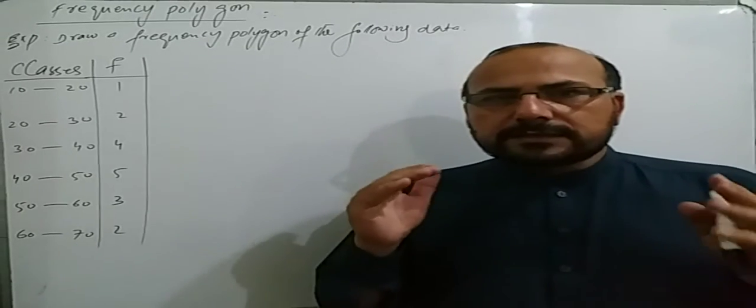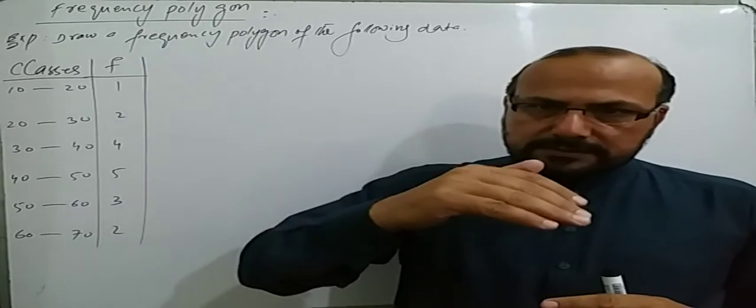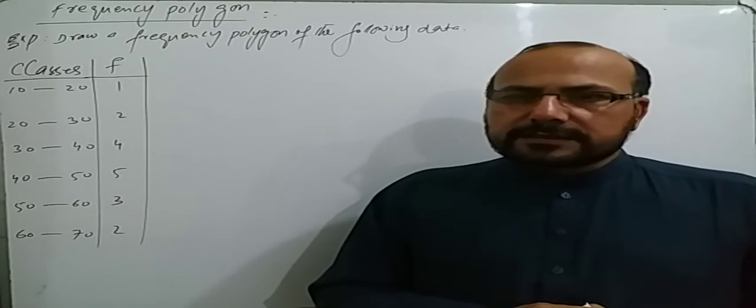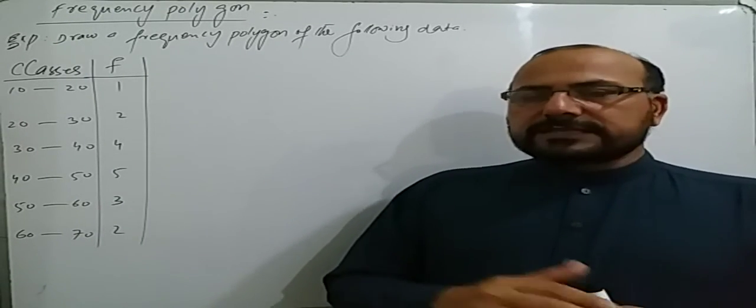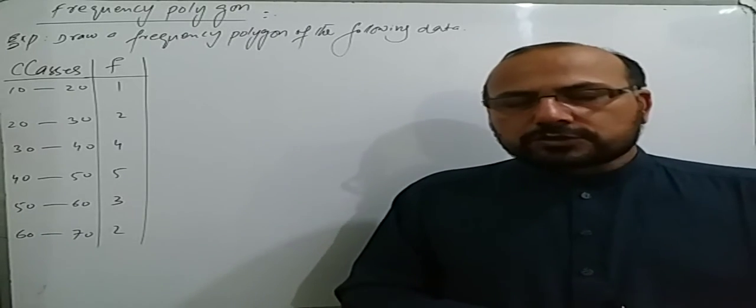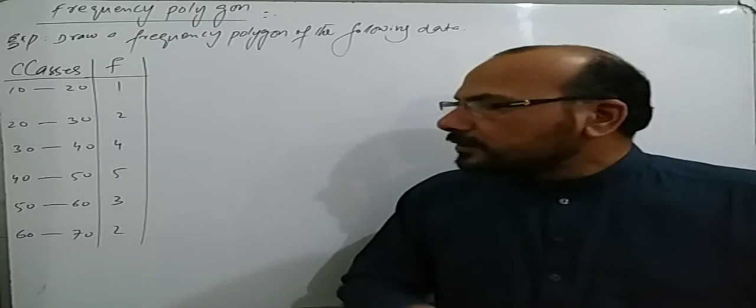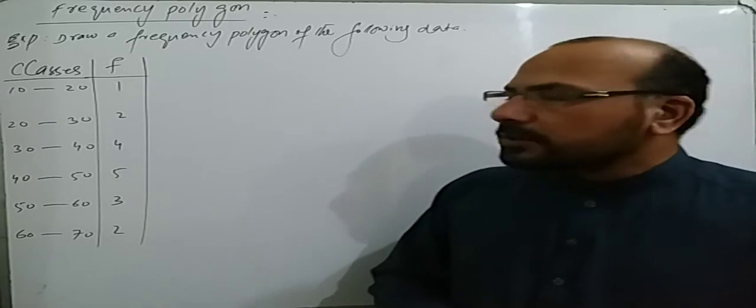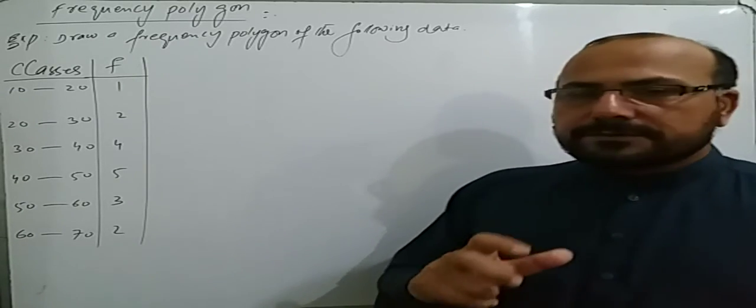If we join the points with straight lines, we get the frequency polygon. Otherwise, if we join the points with a smooth curve, we get a frequency curve. So that is the difference between the frequency polygon and the frequency curve.